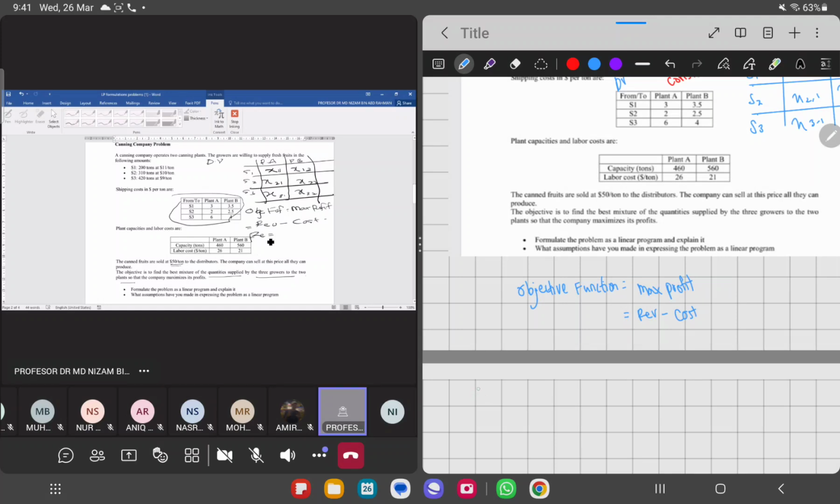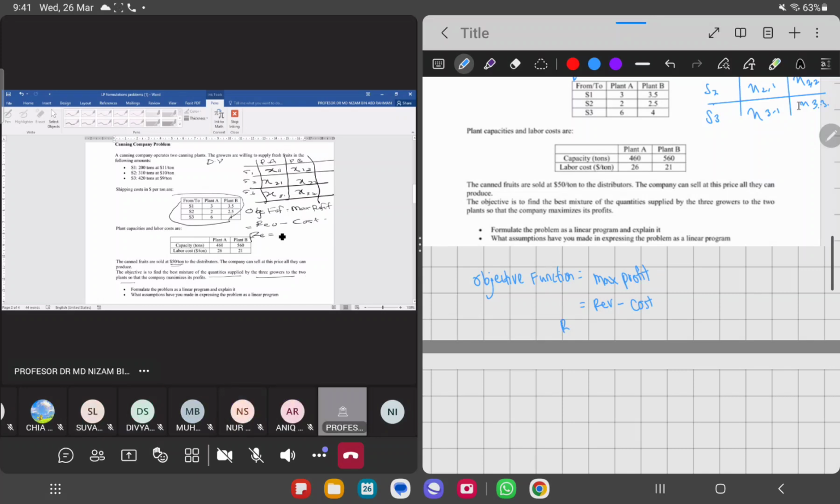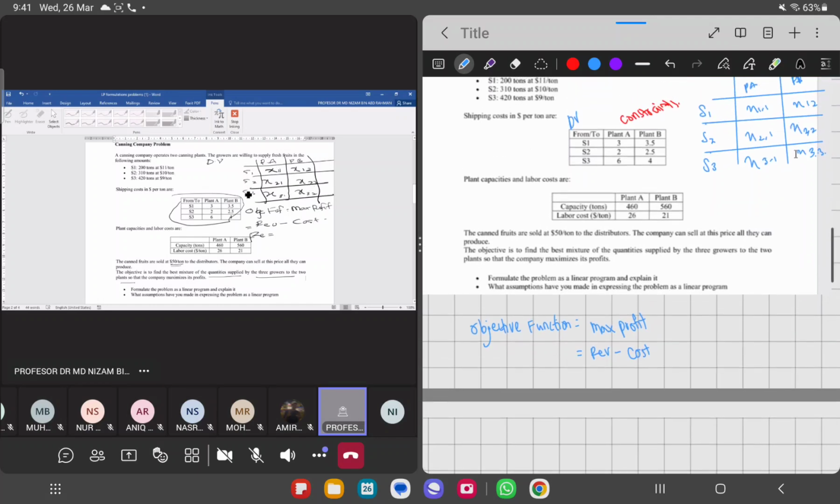So how do I calculate revenue? 50 times 460. Why 460? Because plant A has a capacity of 460. But that's the capacity, right? How many actually will be produced? How many tons will be produced?